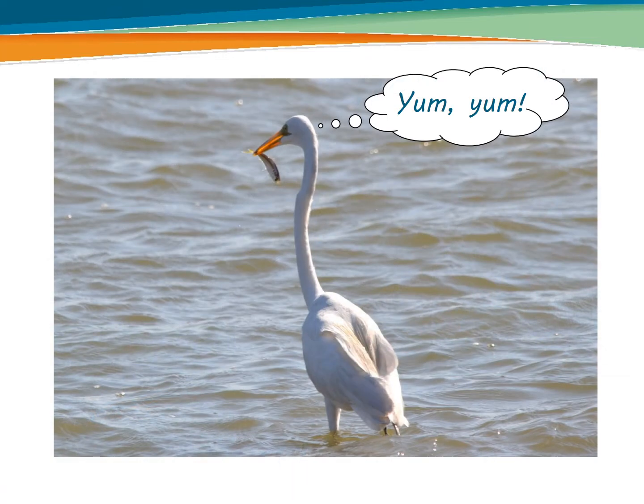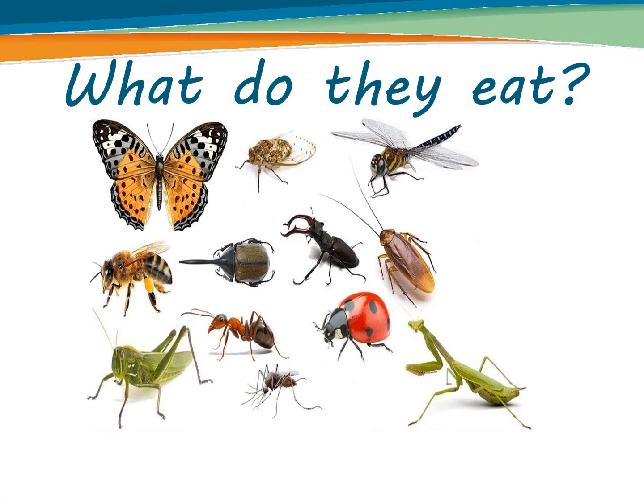Yum, yum. But what else do they eat? Look, here is a butterfly. And this one? It's a bee. And what is this? It's a mosquito. Now, what do we call these animals? They are all insects.